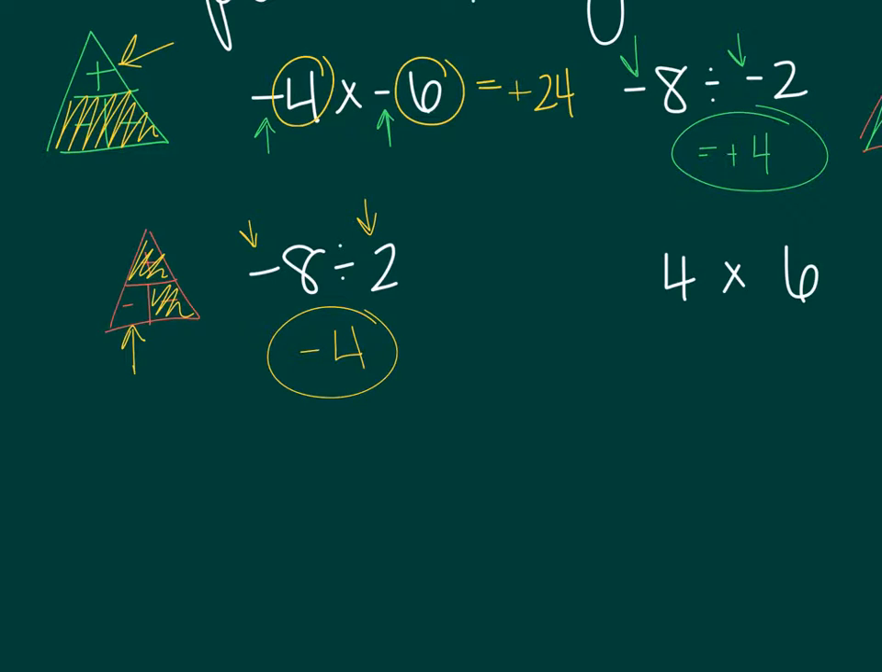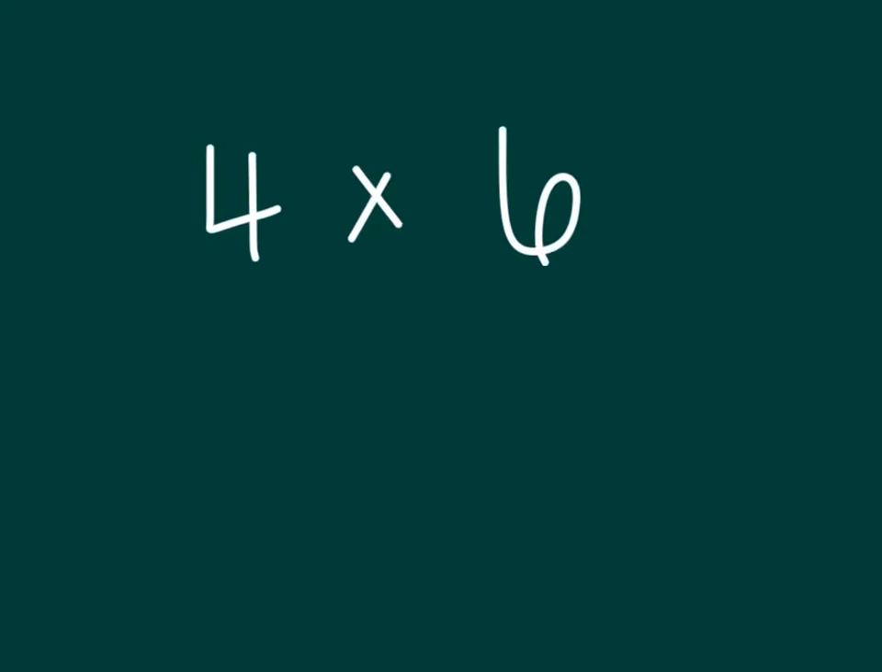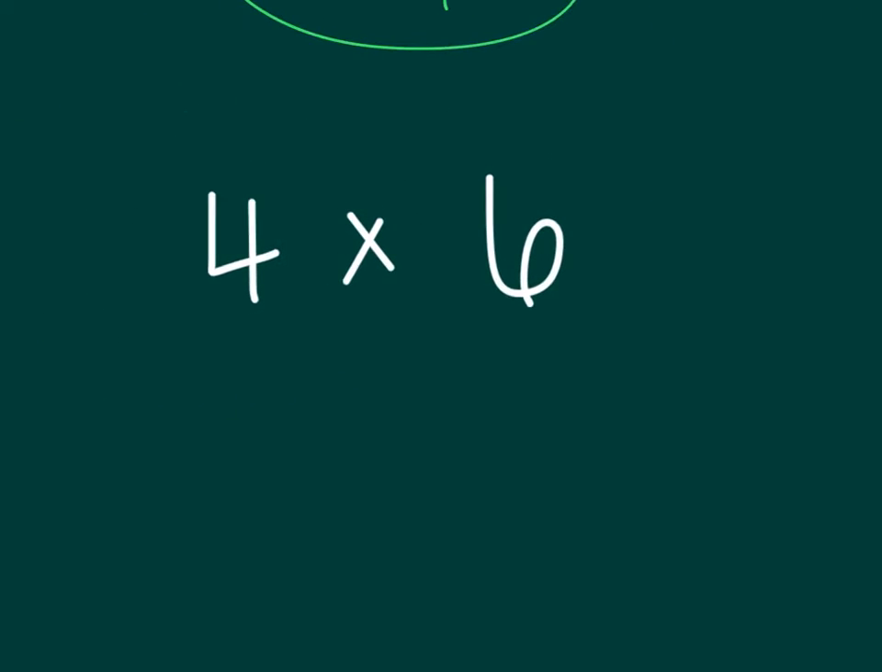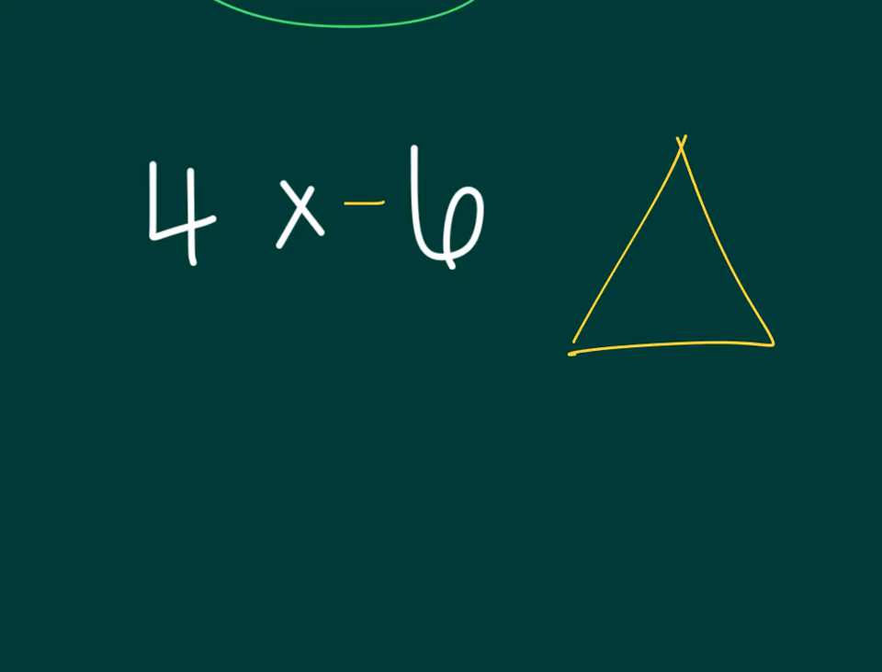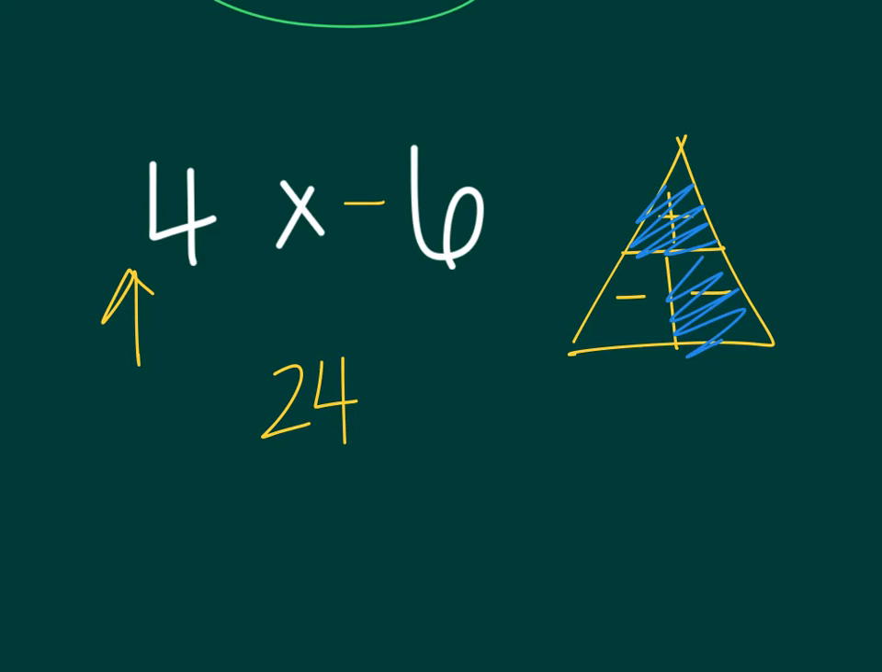Lastly, if I am looking at 4 times, let's just make this 4 times negative 6. So I will have my triangle, I'll have a positive, a negative, negative. 4 times 6 we already know is 24, but I have one positive, so I'm going to cross that out, and I have a negative, so I'll cross that out. So I should end up with a negative number, so my answer should be negative 24.